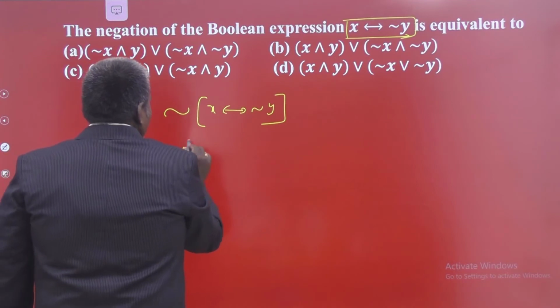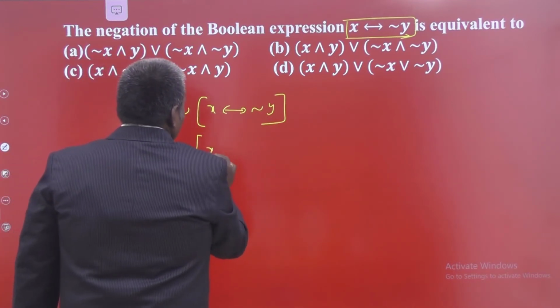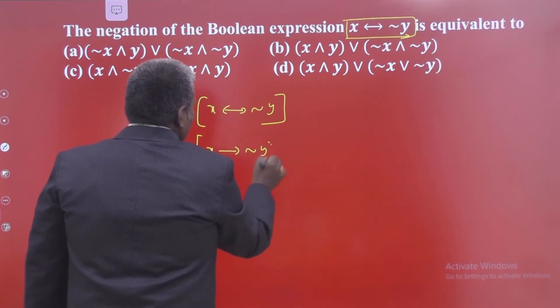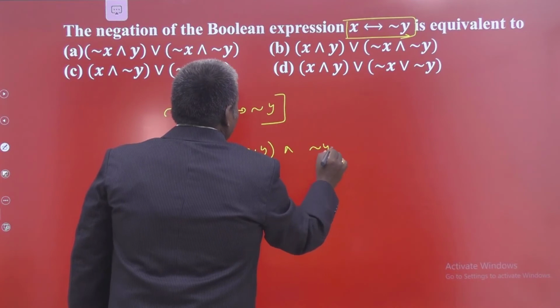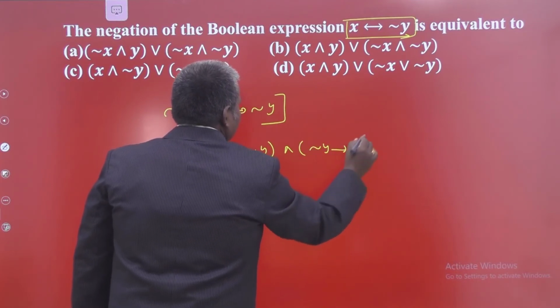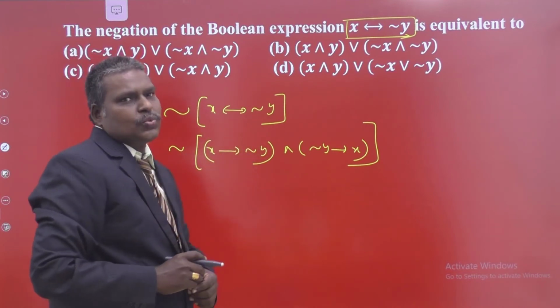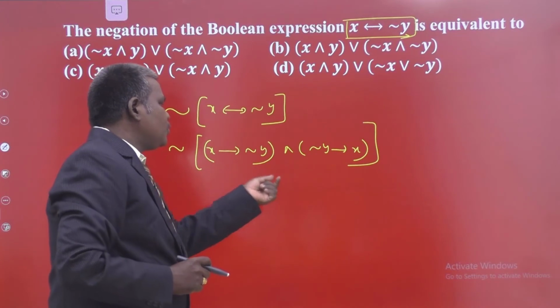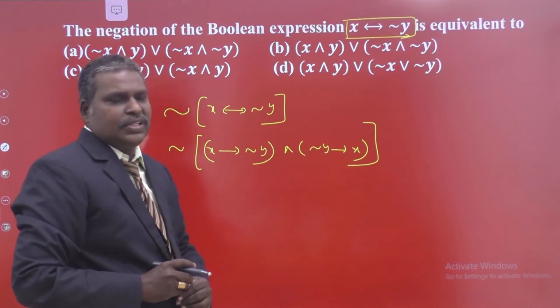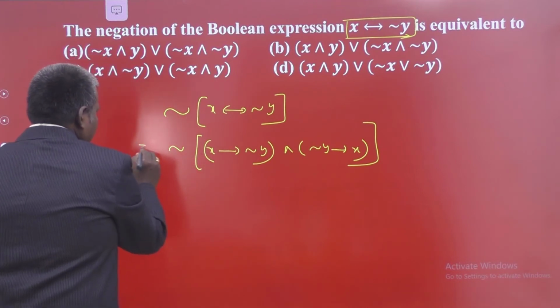So x by implication of negation of y means what? x implies negation of y and negation of y implies x. In the previous class we discussed, P by implication of Q means P implies Q and Q implies P. That's why I am writing here. Now applying De Morgan's law for this one.